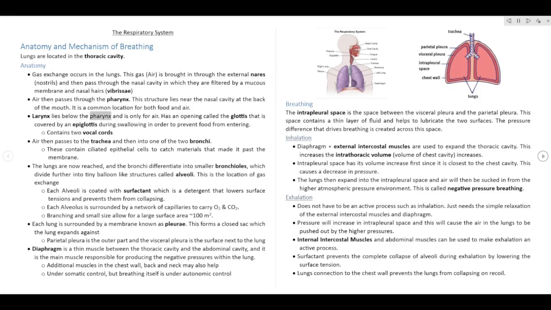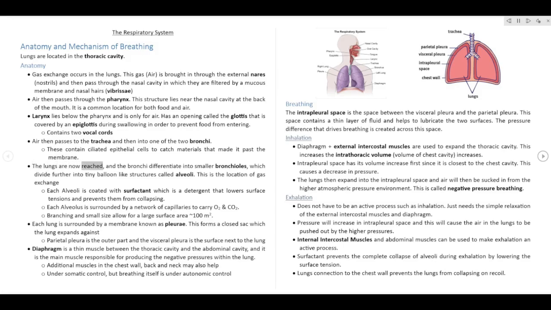Larynx lies below the pharynx and is only for air. Has an opening called the glottis that is covered by an epiglottis during swallowing in order to prevent food from entering. Contains 2 vocal cords. Air then passes to the trachea and then into one of the 2 bronchi. These contain ciliated epithelial cells to catch materials that made it past the membrane.